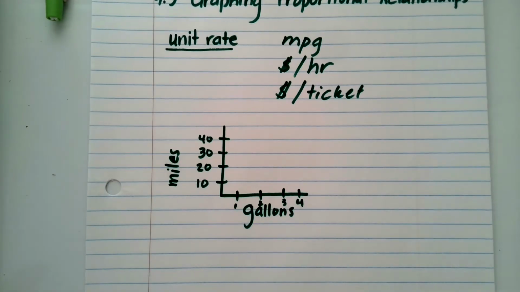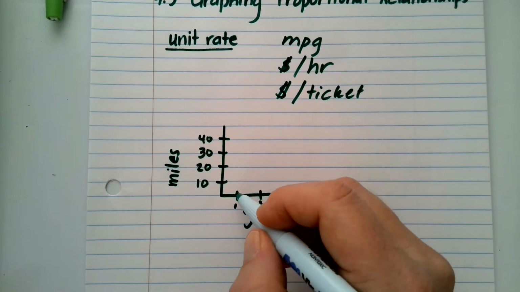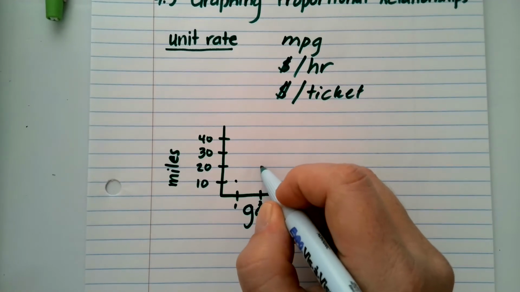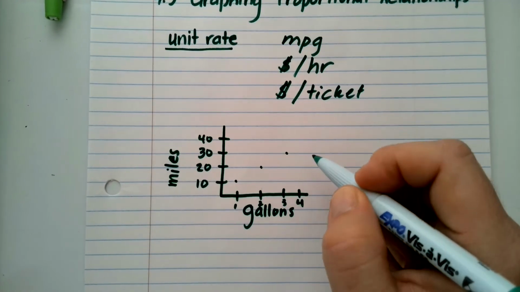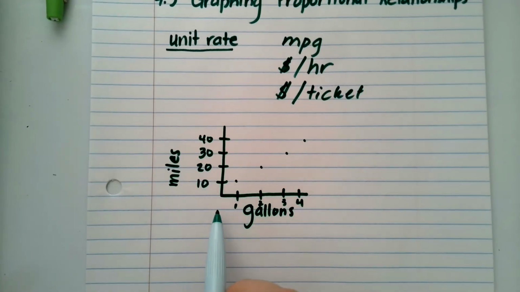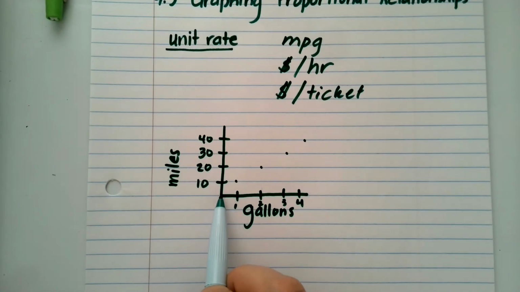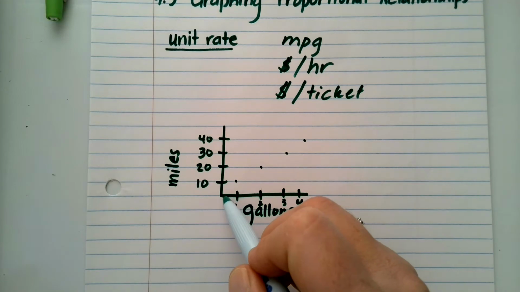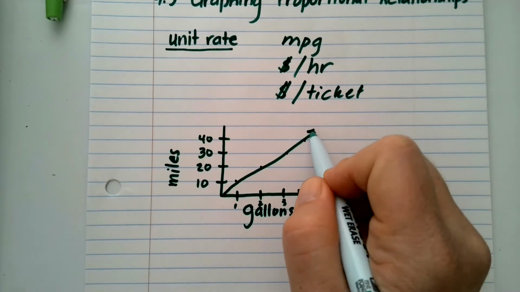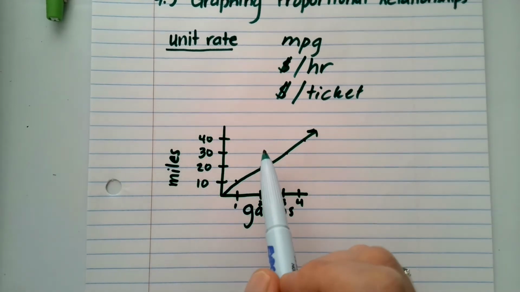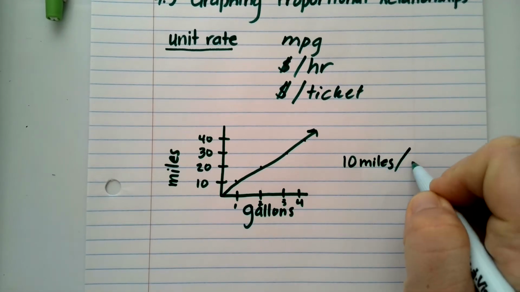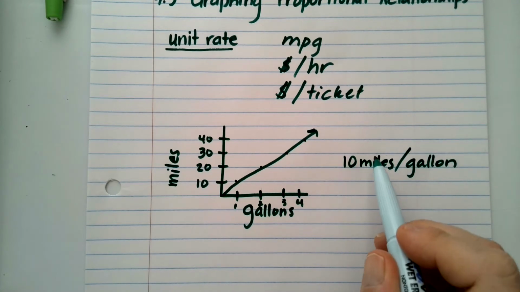If we were talking about miles per gallon, and let's say you had a car that got 10 miles per gallon, you would plot how many miles you had gone when you used 1 gallon, 2 gallons, 3 gallons, and 4 gallons. So you would see that starting at zero, you had used no gallons, right? No gallons, and you had traveled 0 miles. So if we draw a line here, we should have a straight line that goes like that. And if we were to examine our unit rate, we would say that you go 10 miles per gallon. That would be our unit rate.